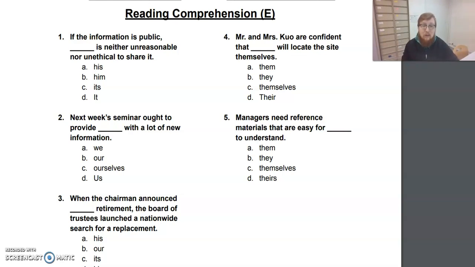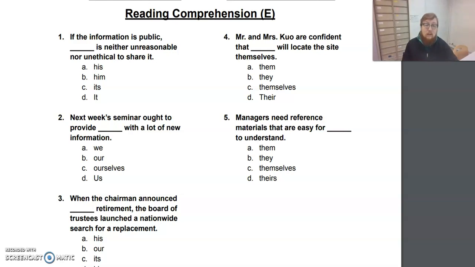If the information is public, blank is neither unreasonable nor unethical to share it. His, him, its, it. What are those? Maybe you want to read the question first. Maybe you want to look at the options first. What are they trying to quiz you on? What do they want to know that you know?